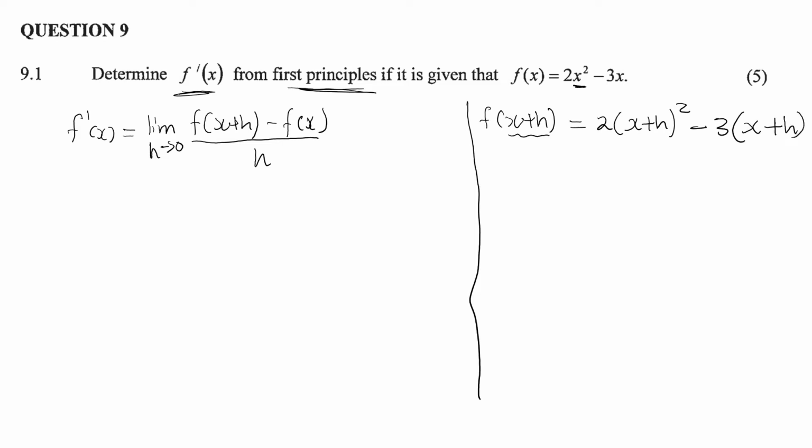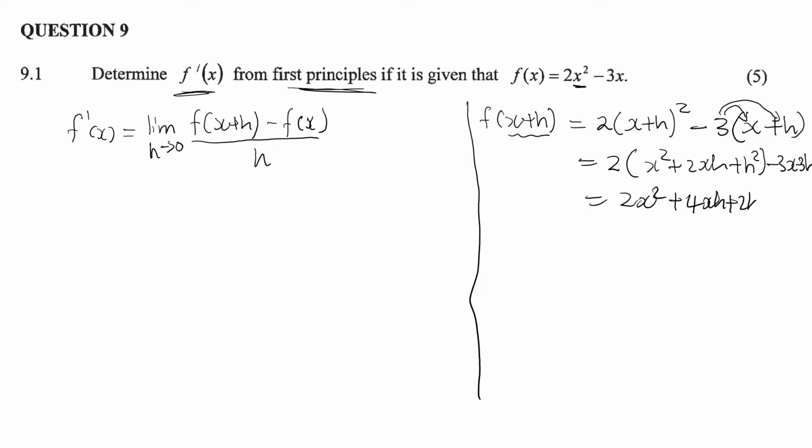We can actually simplify this. It's going to be 2, and if you expand that, it will be x squared plus 2xh plus what? Plus h squared, minus 3x minus 3h. Okay, so if you remove the brackets by multiplying by minus 3, this will be 2x squared plus 4xh plus 2h squared minus 3x minus 3h.